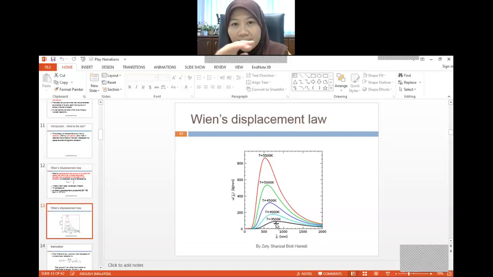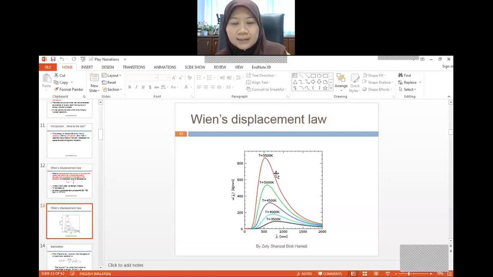So this is the behavior of each star. Maybe we can say that the temperature of 3500 Kelvin represents star A, while the temperature of 5500 Kelvin represents star B. So we can see that it will have a peak more centered to the left once the temperature is high. Once the temperature is low, it will go to what we call the long wavelength.